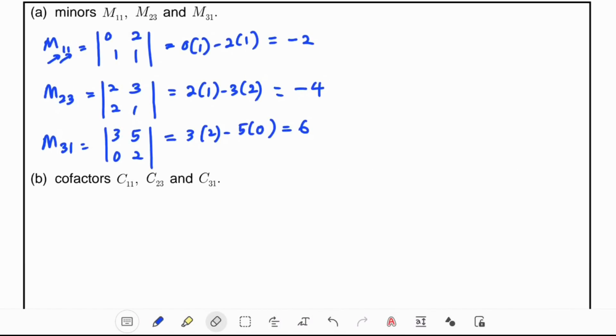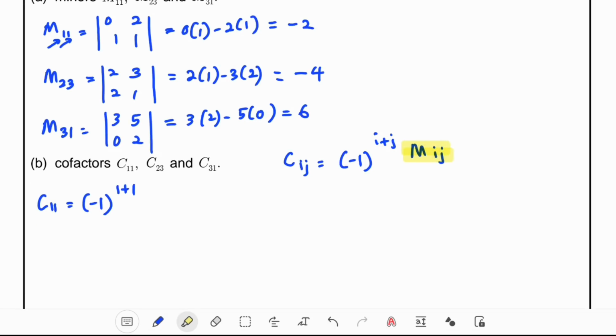For B, the question asks for the cofactor of 1, 1. You have to remember that the cofactor is given by the formula: negative 1 to the power of i plus j, multiplied with the minor. So C11 is equal to negative 1 to the power of 1 plus 1, because the value of i is 1 and the value of j is 1, multiplied with the minor.